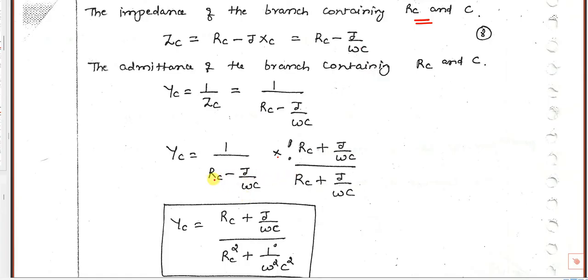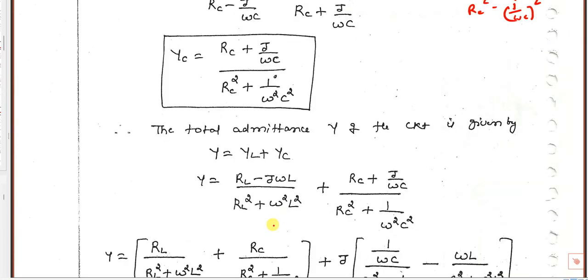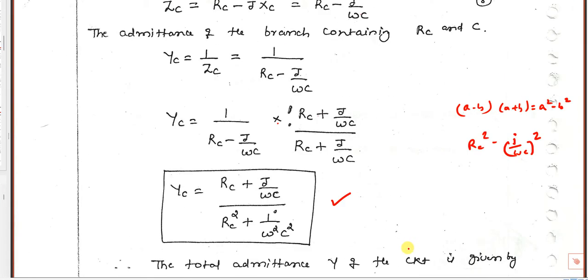But in the denominator, we will get again A minus B into A plus B, which is, again this formula we are using again and again, A square minus B square. A value is RC square, B value is J omega C whole square. Here J square is there, no? J square is minus 1, so minus 1 into minus 1 is plus. We will get RC square plus omega square C square. Now we have YC as this and YL as this.